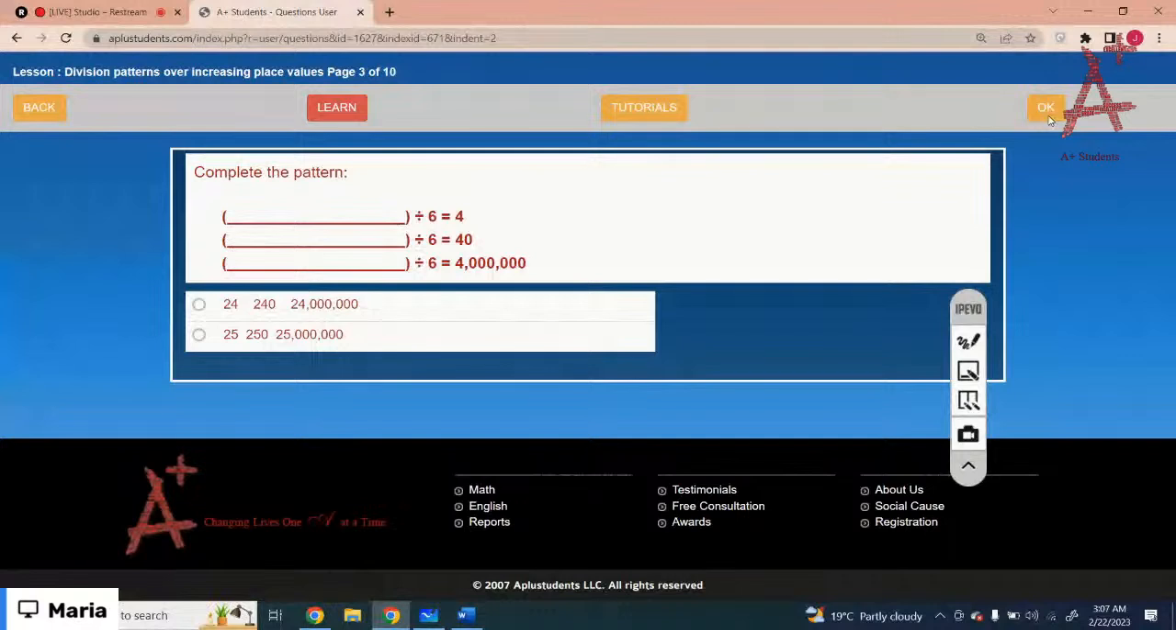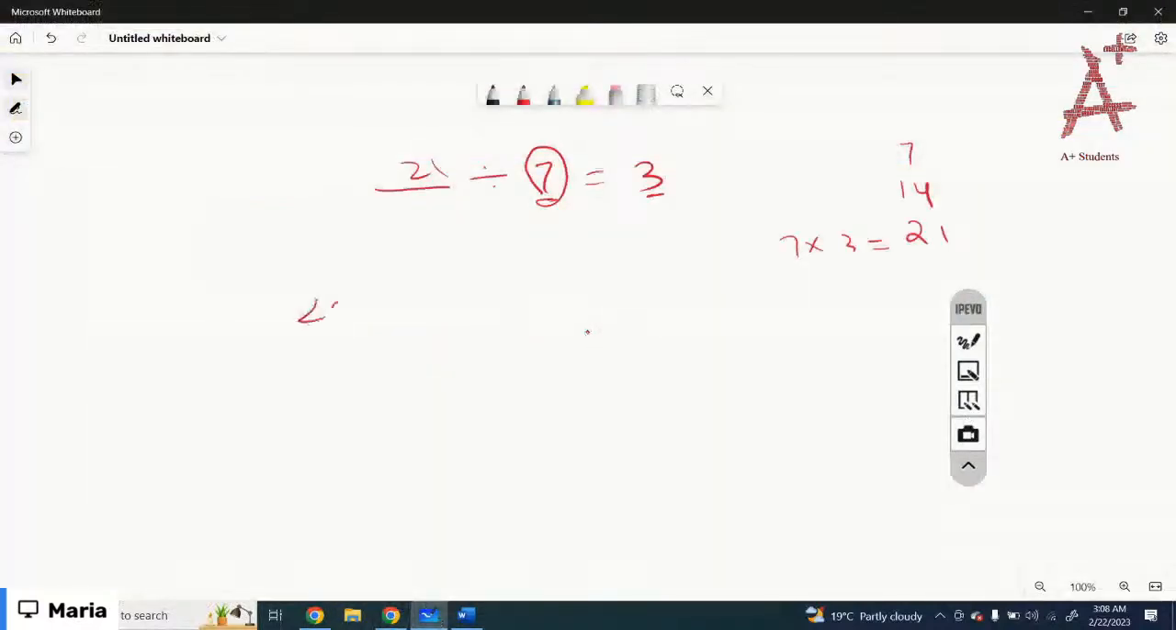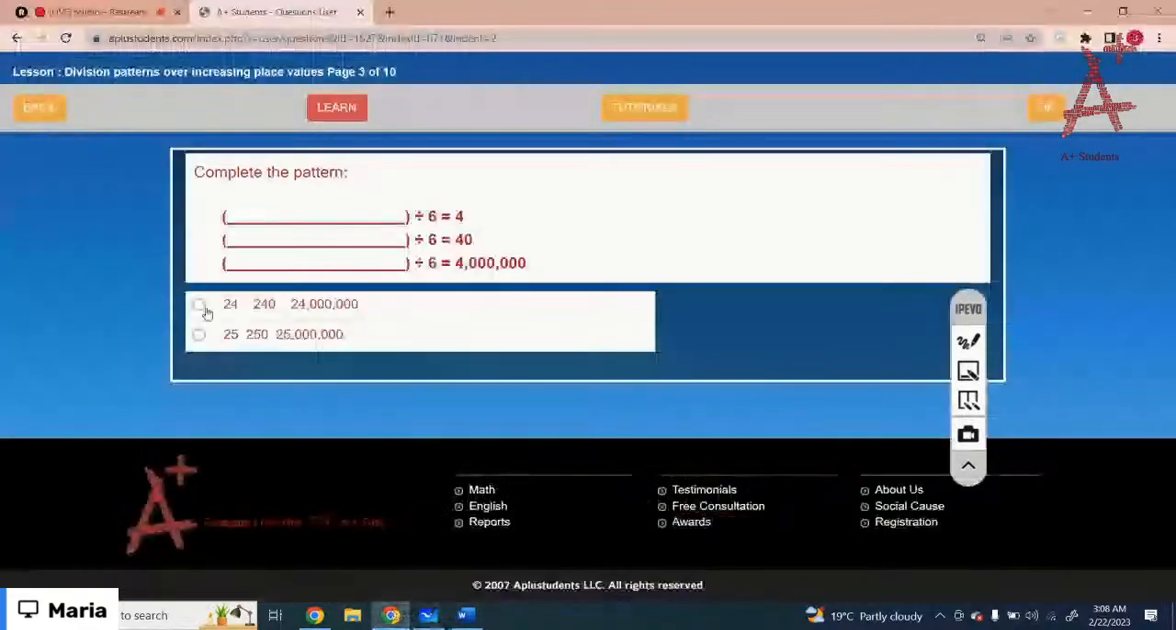6 times 1 is 6, 2 is 12, 3 is 18, and 6 times 4 is 24. Here it is. Got it? That means when you divide 24 by 6, the answer is 4. So that means option number 1 is the correct one.